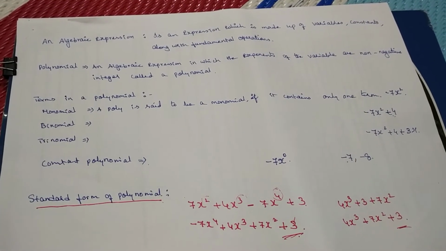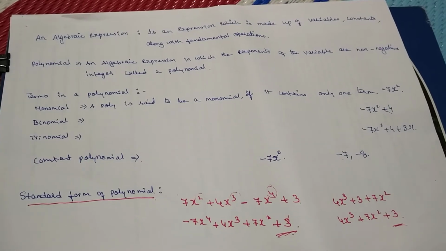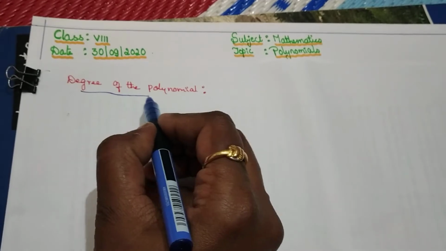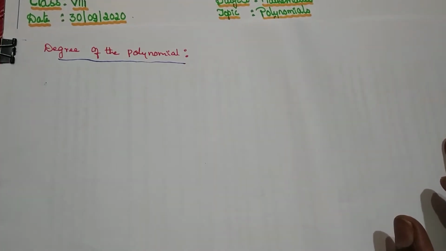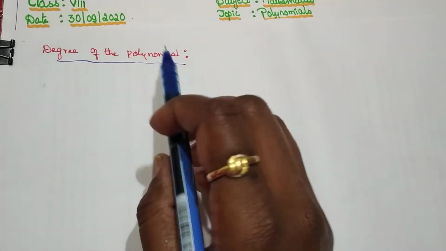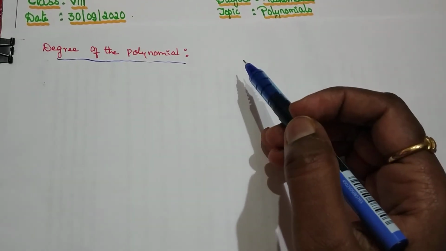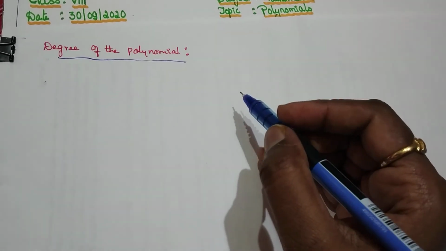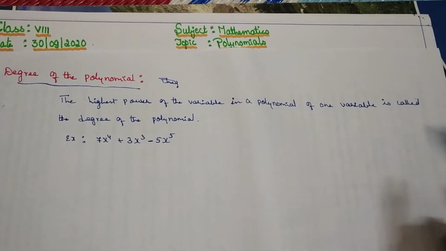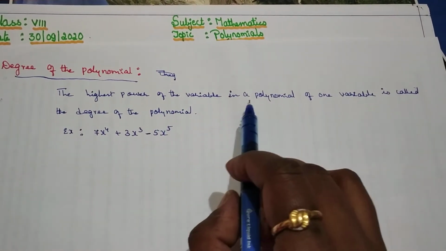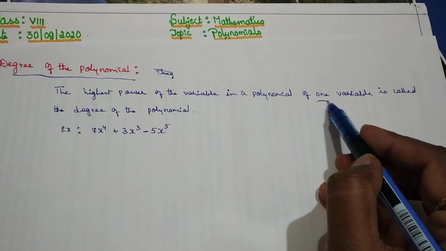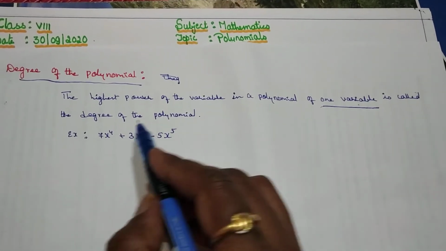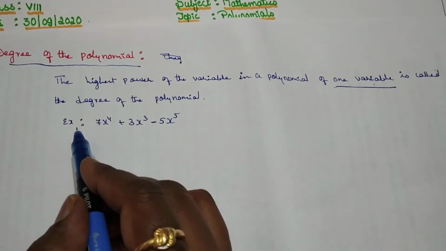Now we'll study another concept called degree of the polynomial. So the highest power of the variable in a polynomial of one variable is called the degree of the polynomial. We are going to study in this chapter only polynomials in one variable. So an example is given here.